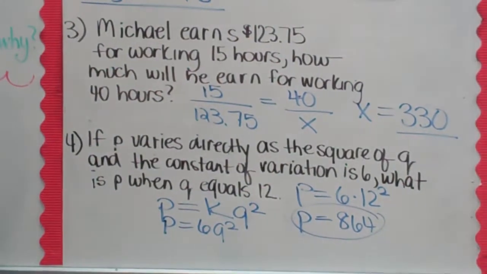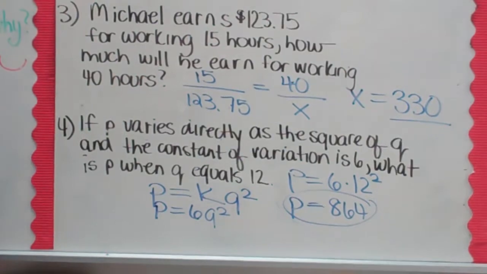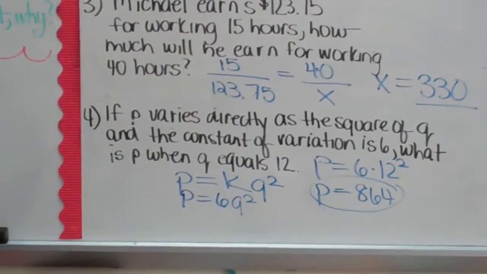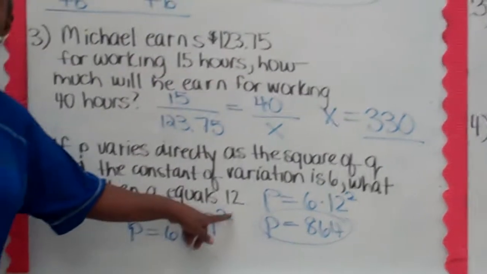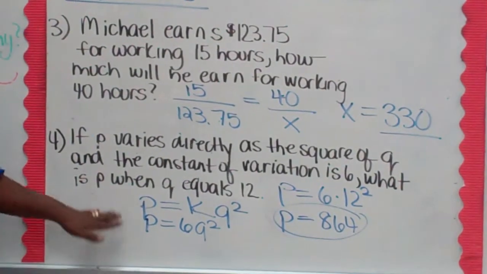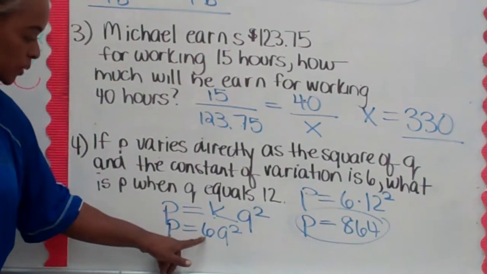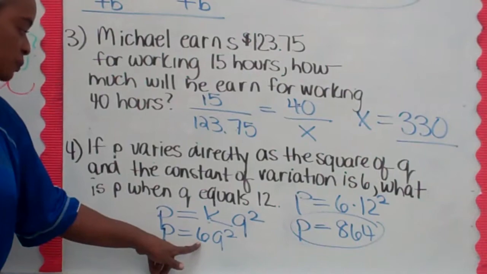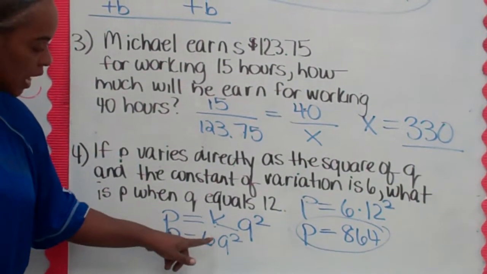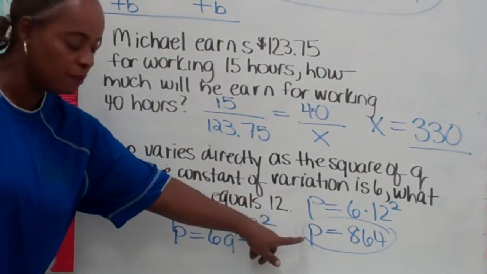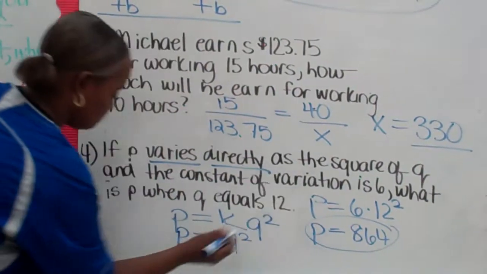Now, it could say as the cube of Q, which would be Q raised to the third power. It could say the square root of Q. You would still have P equals K square root Q. And then it says the constant of variation is 6, so this K stands for the constant of variation, so we put the 6 in. What is P when Q equals 12? So we put a 12 in there, and we have 6 times 12 squared. P equals 864.